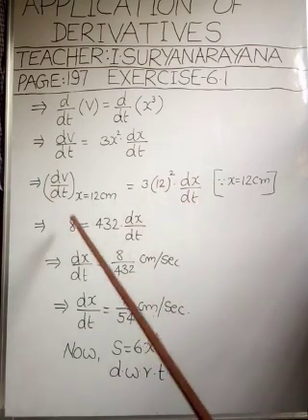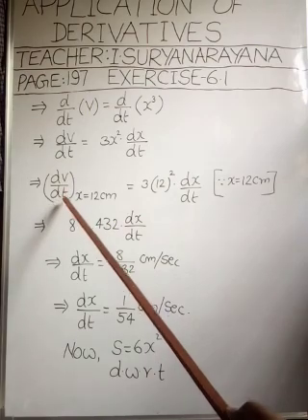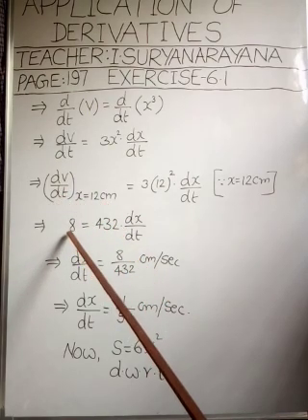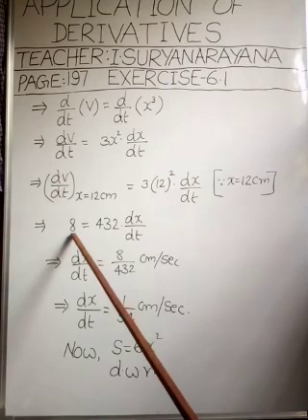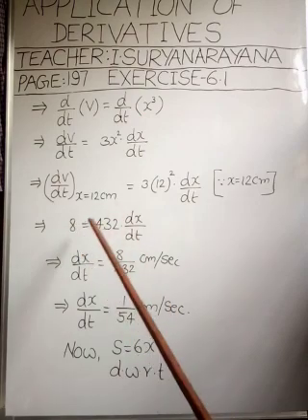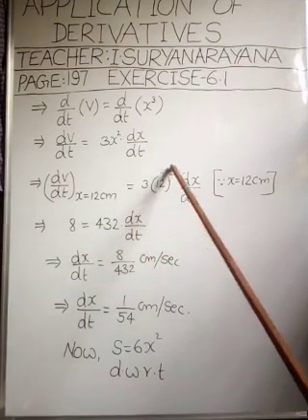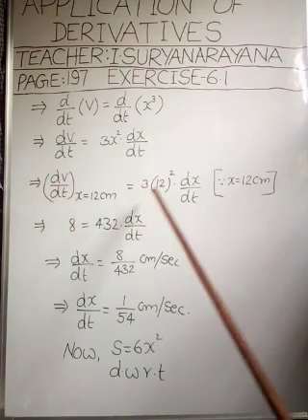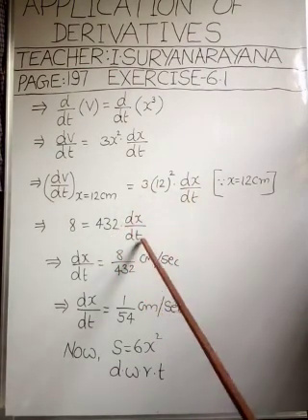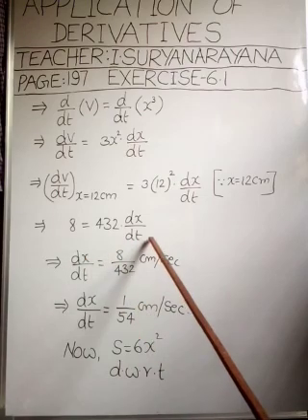Right. This implies it is already given, dv by dt at x is equal to 12 centimeters, that is 8 centimeter cube per second. It is already given, so we write that value here in the LHS. Understood this LHS, my children? Right. Is equal to, by simplifying this part, what will you get? 432 into dx by dt. Understood this step, my children?